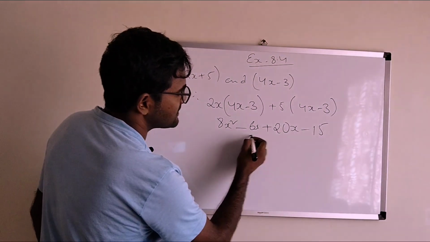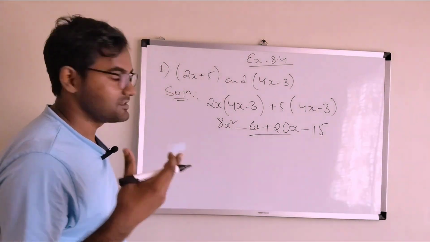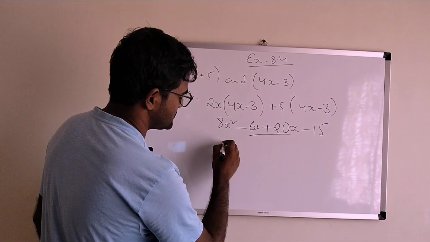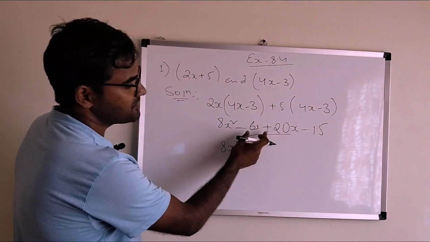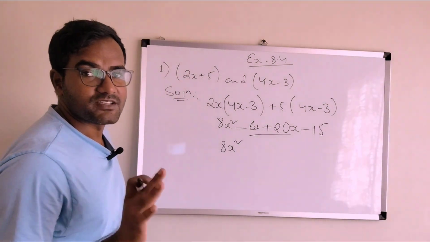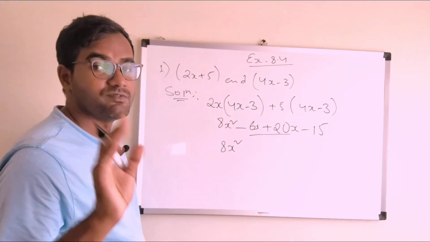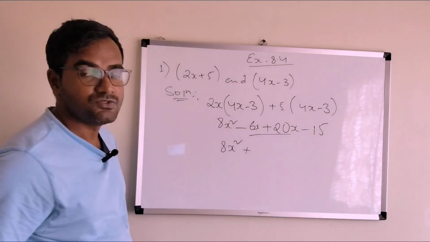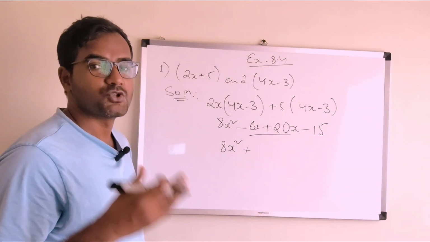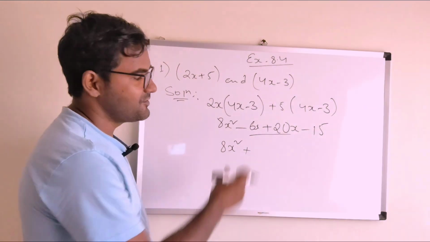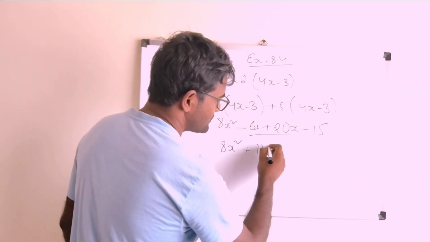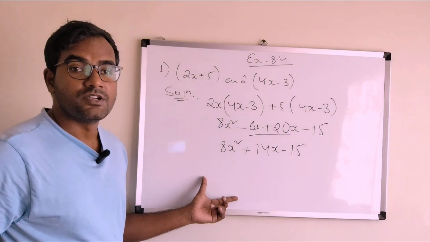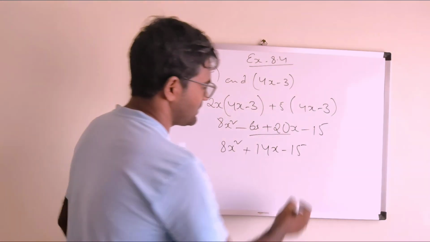Here, these are similar terms, so we will do the addition or subtraction, whatever is required. So 8x square. Now here, 20 is bigger or minus 6 is bigger? 20 is bigger, so we will take the positive sign. Here we will write plus, but we are going to subtract, which means 20 minus 6 is how much? 14. So we get 14x, and this 15 comes here. So this is your required answer. I hope it was clear.